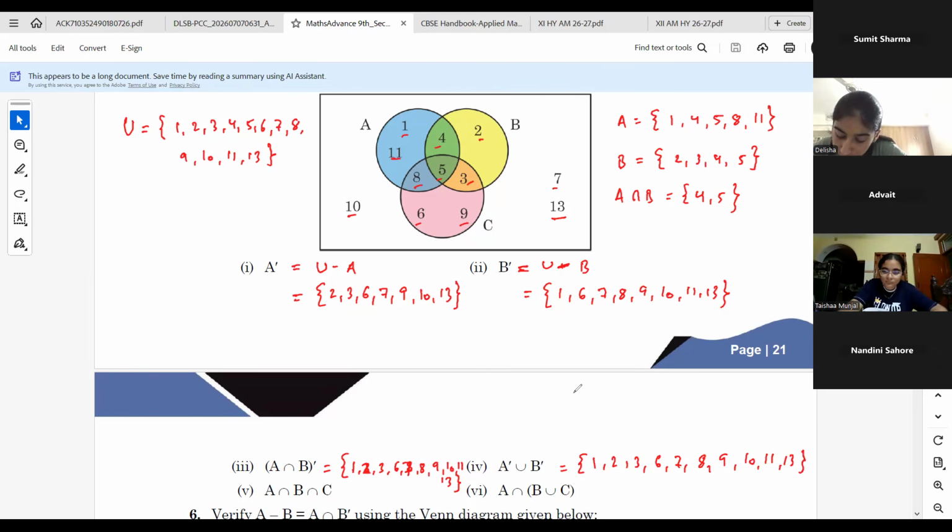Right? So this is how De Morgan's law is also verified. A intersection B whole complement is equal to A complement union B complement. Right?